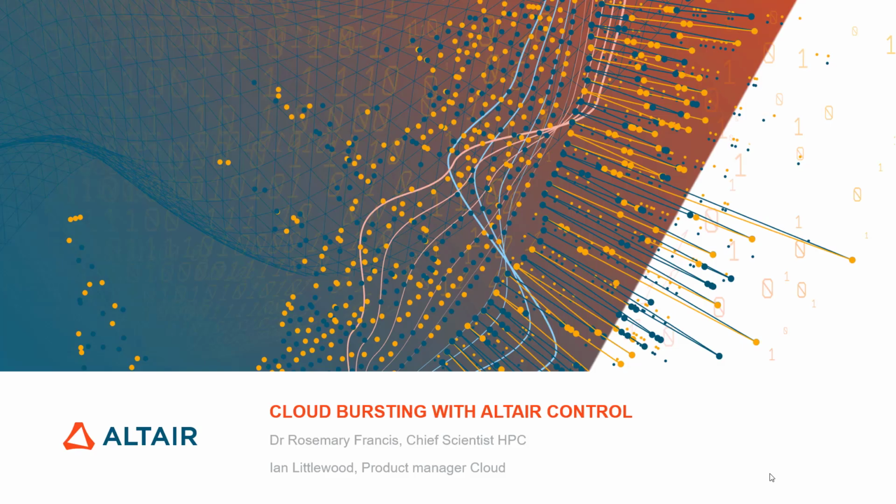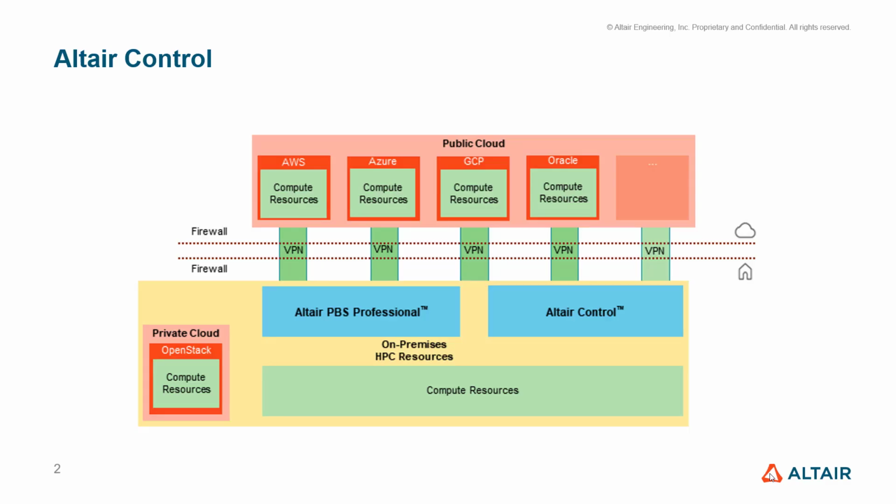I'm Dr. Rosemary Francis, Chief Scientist for HPC, and together with my colleague Ian Littlewood, the Product Manager for Cloud, we're going to demonstrate cloud bursting with Altair Control. Altair Control lets you burst from on-premises HPC compute into the public cloud. It sits alongside Altair PBS Professional in order to deliver hybrid cloud supporting a number of public cloud vendors.